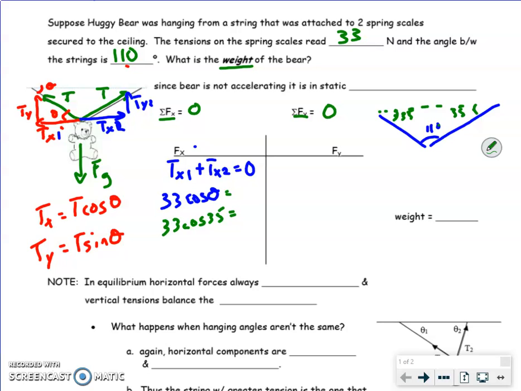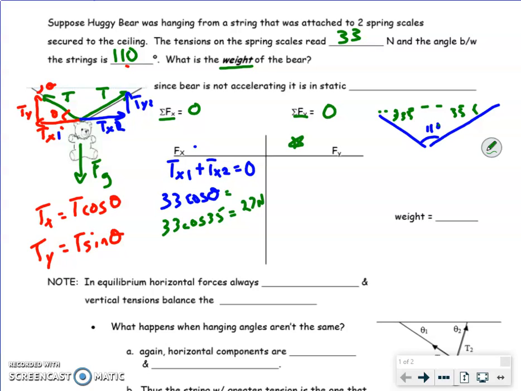And if we punch that out in our calculator, I should have done that beforehand, but that's all right. I'm assuming I'm in degree mode. It's about 27 newtons, pulling it to the left or to the right. Now, what we're really interested in is the y components.